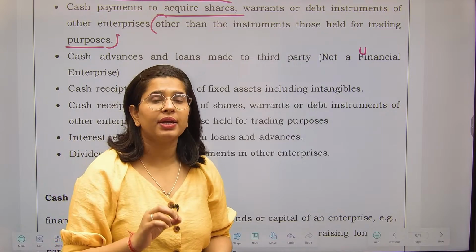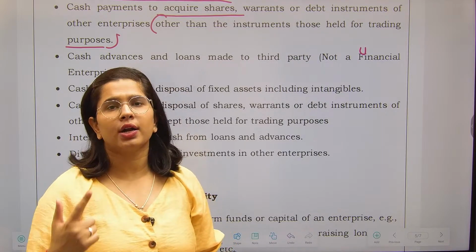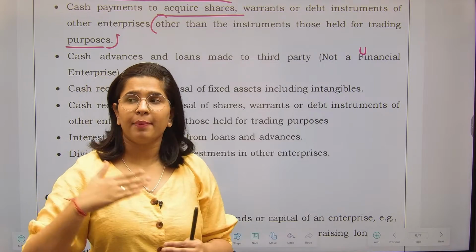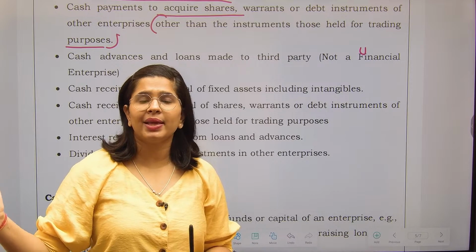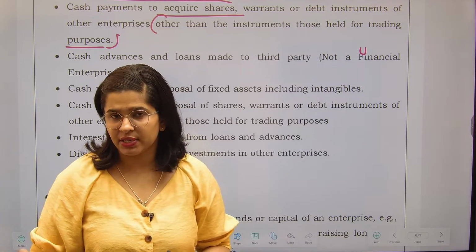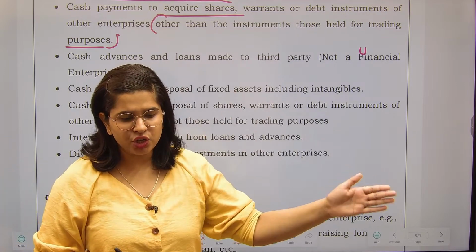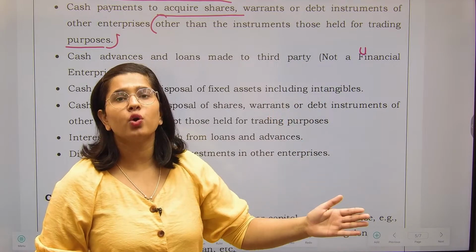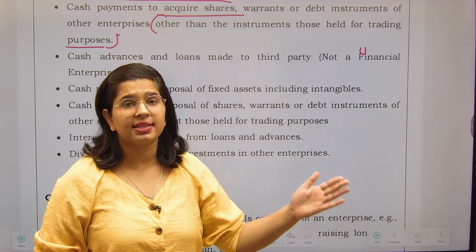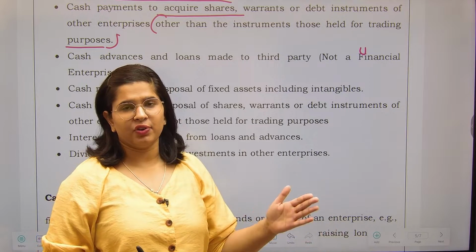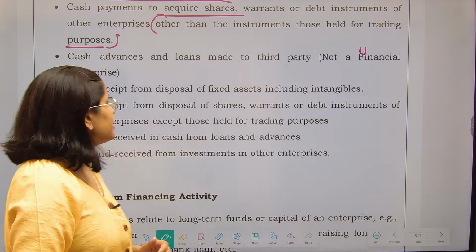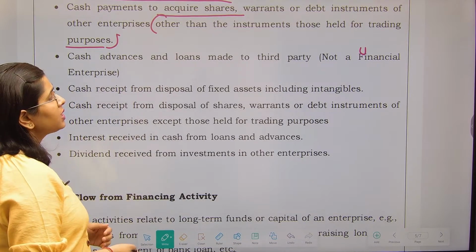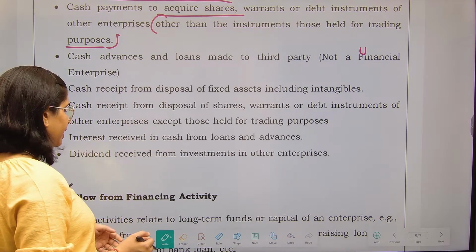So it also depends on what kind of business you are doing. Okay? If you are doing a medicine manufacturing business, then giving loan to someone will be classified as an investing activity. And if you are a financial institution, then giving loan to someone will classify as an operating activity, क्योंकि ये तो आपका काम है लोगों को लोन देना. ठीक. Next is cash receipt from the disposal of fixed assets including intangibles.